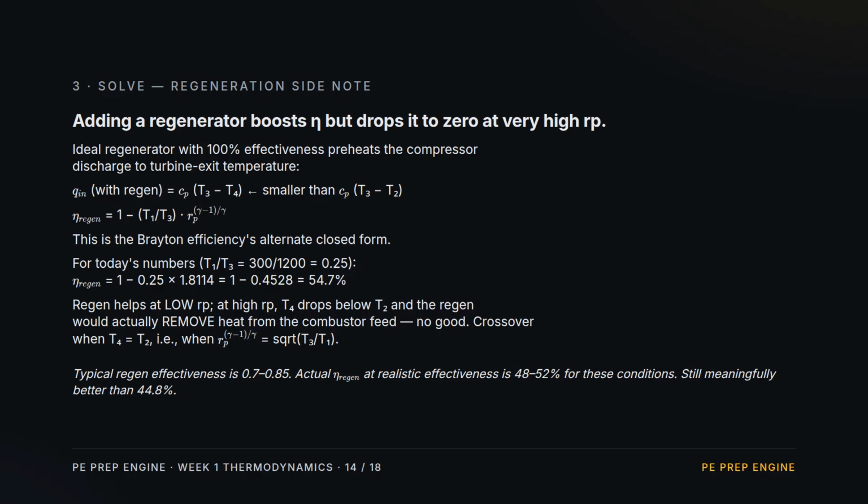But there's a gotcha. At high pressure ratios, T4 drops below T2, so the regenerator would cool the combustor feed. The crossover is where T4 equals T2. Recognize it so you don't apply regeneration blindly.